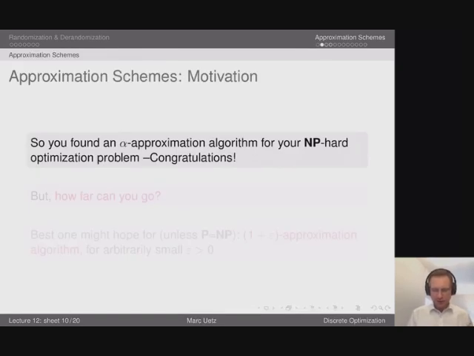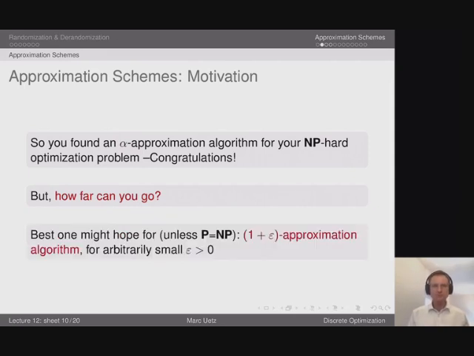Suppose you have designed your approximation algorithm, some alpha approximation algorithm for your favorite NP-hard optimization problem, great, for some constant alpha, but the question really is how far can you go? Can you maybe, by designing an even more clever algorithm, get a smaller approximation guarantee, as close to 1 as possible? And the best we can hope for, unless P is equal to NP, because we are still talking about an NP-hard optimization problem, would be an algorithm that comes as close to the optimum solution as you want. Okay, so that would be a 1 plus epsilon approximation algorithm for arbitrarily small given epsilon.